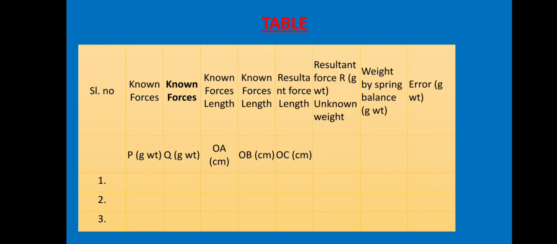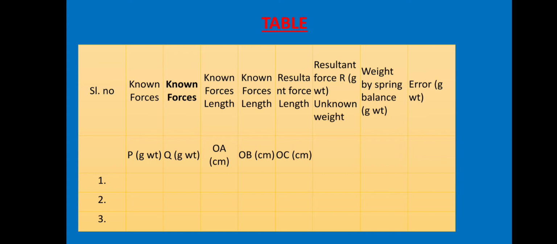Now this is the table which we will make for the experiment. The table consists of the following columns, and 3 readings are to be taken at least. First of all are the known forces P and Q. In weights you will write 20 gram, 30 gram, whatever. We shall take the 2 weights the same. Okay, we can vary also. Not at all a problem to vary the weights. For convenience I am telling we will take equal weights.